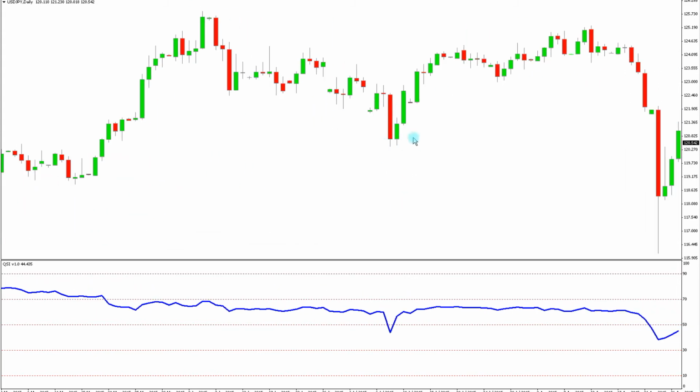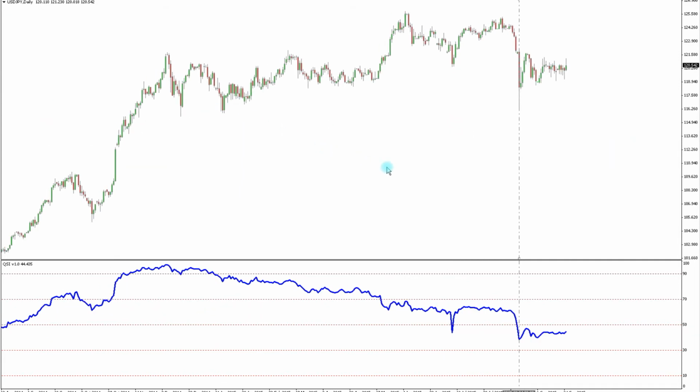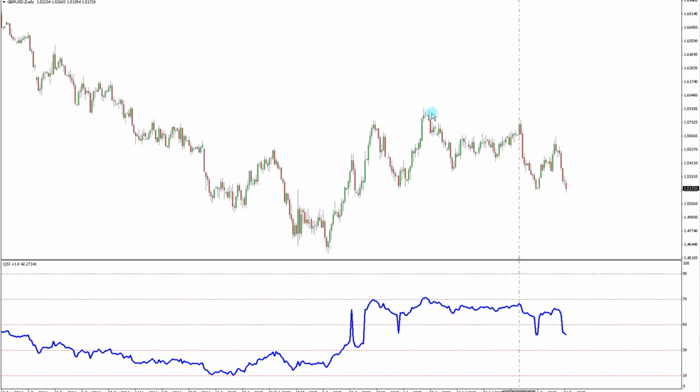So quantum rebound here, and we went up again, and here we had a big candle down, and we also went from above 50 to below, and now we are still there. So currently the USD yen is bearish from the QSI point of view. Let's look at the sterling.